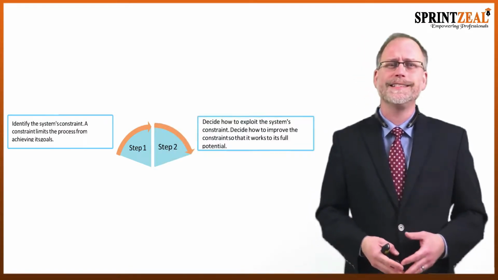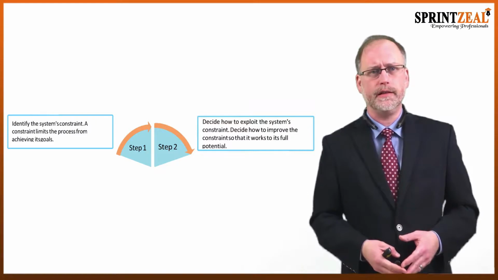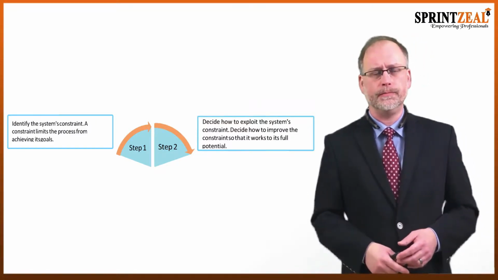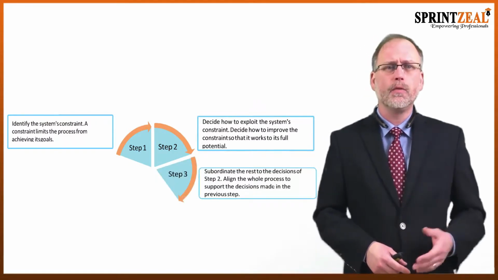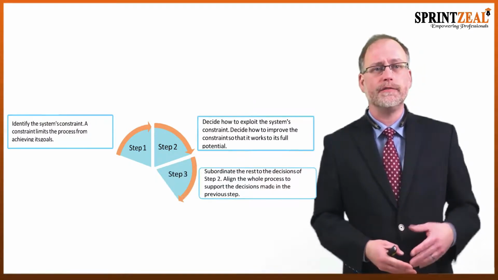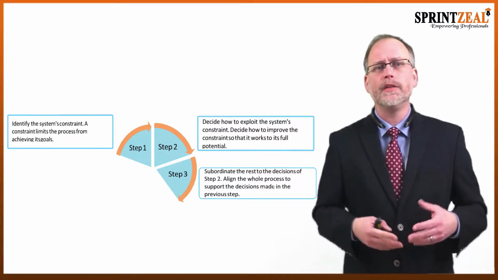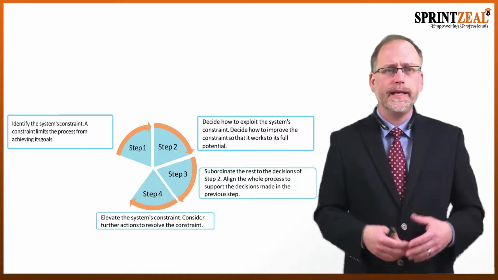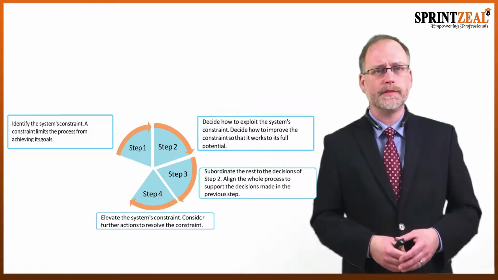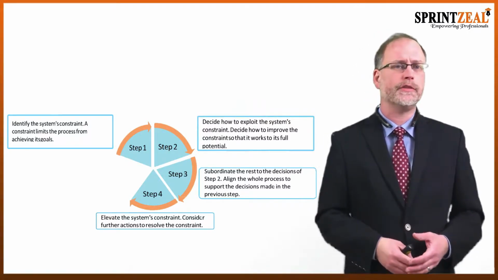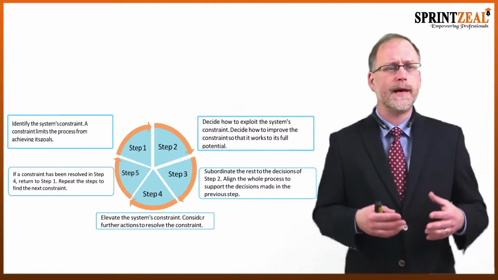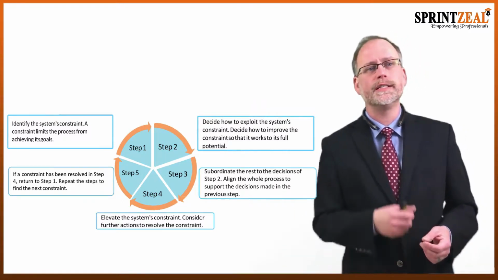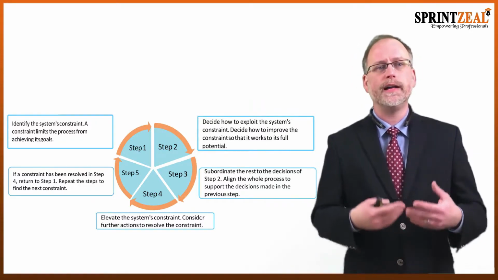Step 2 is to decide how to exploit the system's constraint. We're going to decide how to improve the constraint so that it works to its full potential. In step 3, we're going to subordinate the rest of the decisions to step 2. And we're going to align the whole process to support the decisions made in the previous step. In step 4, we will elevate the system's constraint, and we'll consider further actions to resolve them. In step 5, if a constraint has been resolved in step 4, we'll then return to step 1 and repeat the steps to find the next constraint.